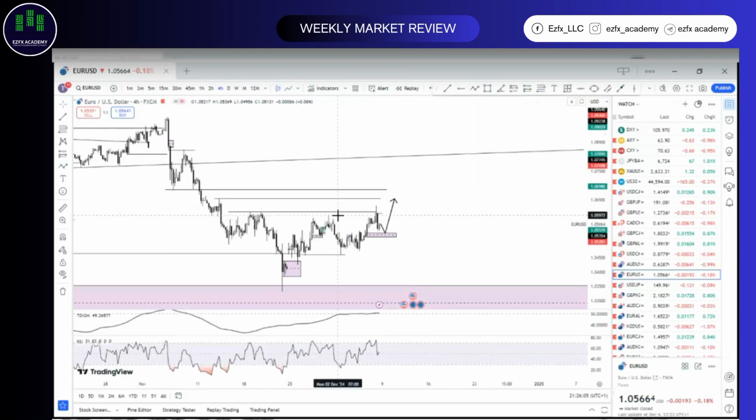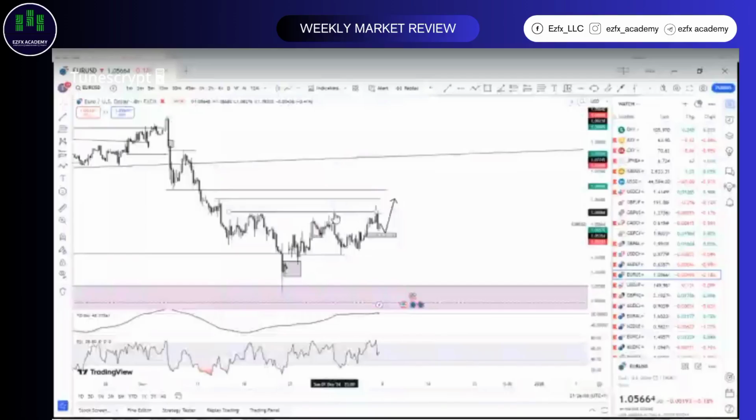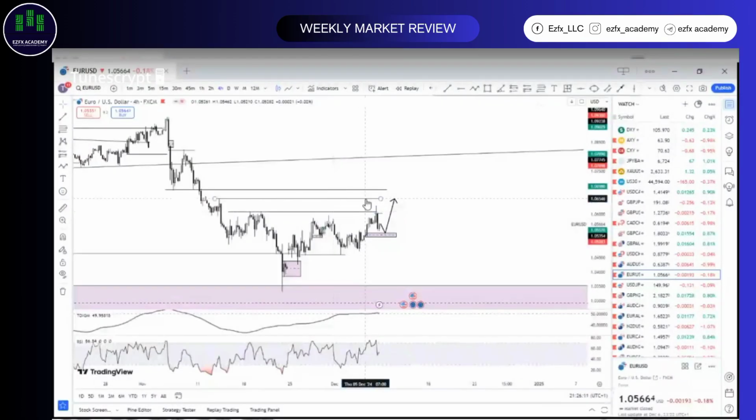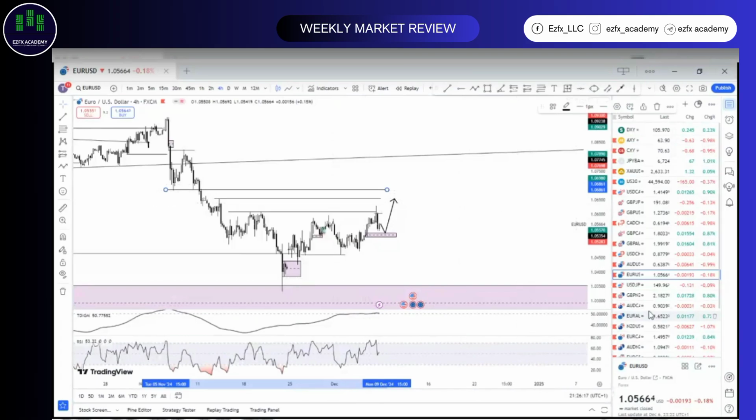Again, I'm watching out for price to simply continue taking out these highs that we're going to see here. So this is one high, this is a second high, this is a third high that I'm watching out for price to still get to. So all that is clear for EURUSD.